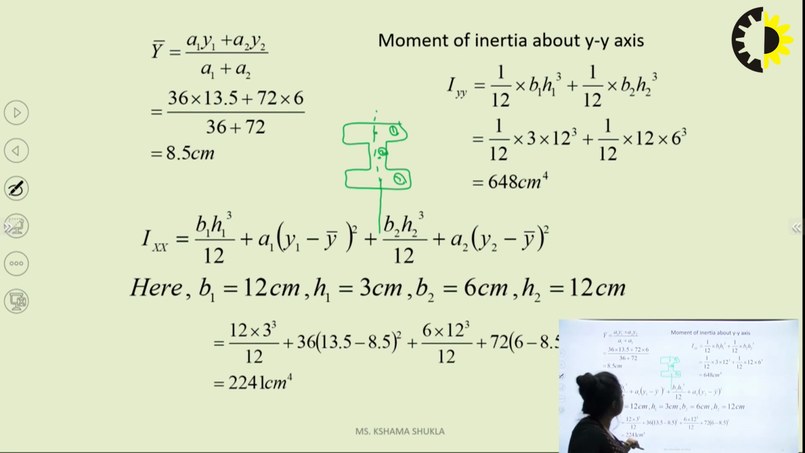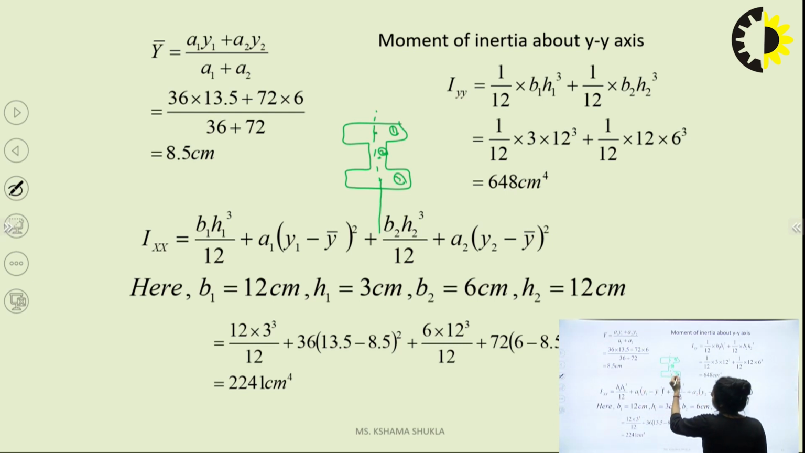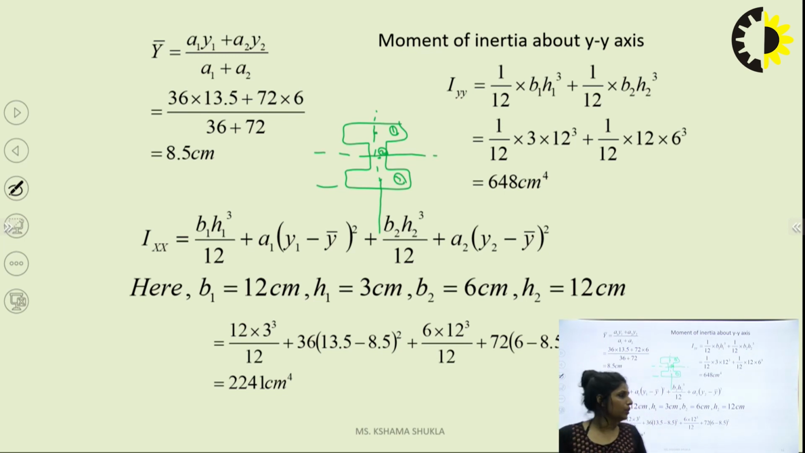Same as for top and bottom, it is symmetrical, so I can say that this also lies in the middle, approximately. So in these questions, if the question is very lengthy, you don't need to find the centroids, because in some questions the centroids are given already. We don't need to find them on that particular section.